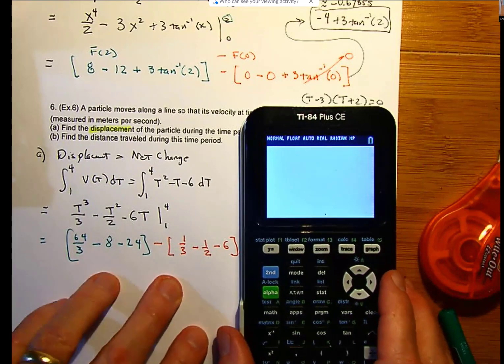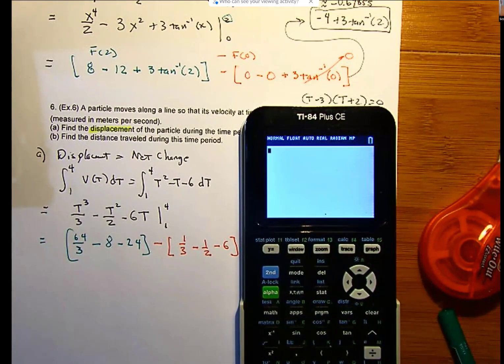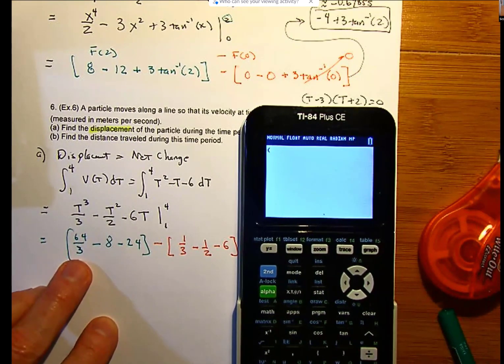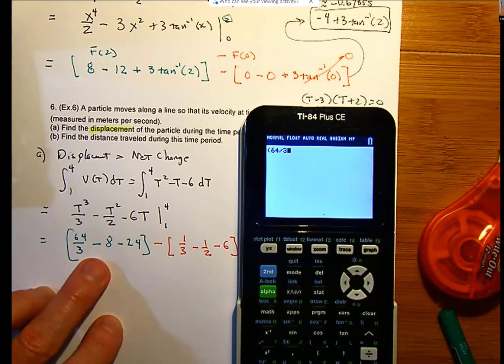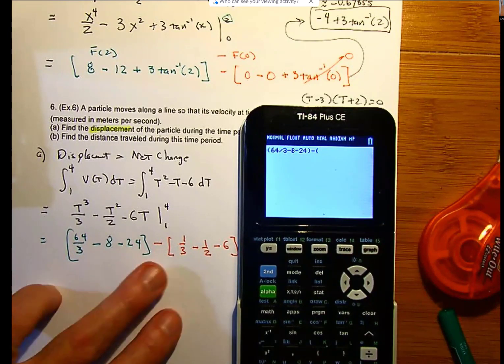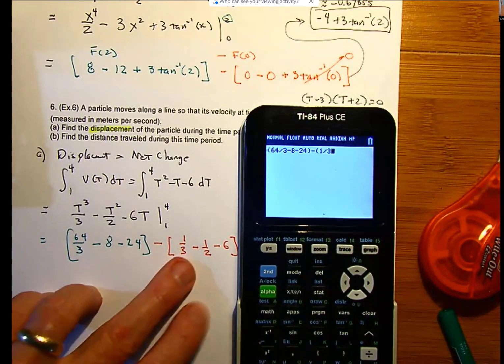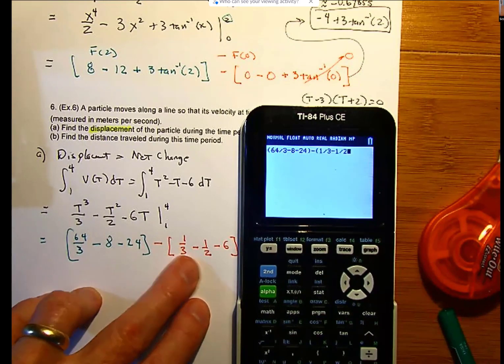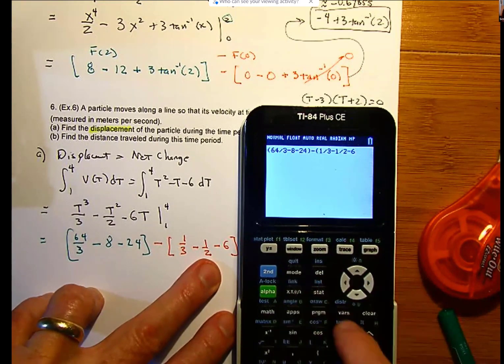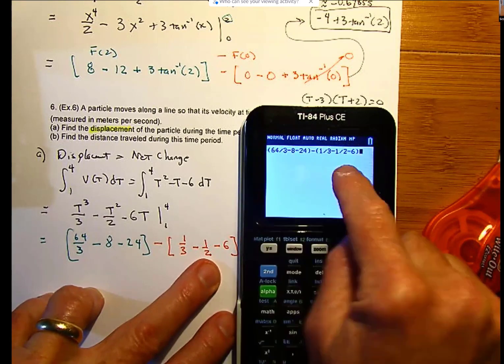Don't give me a decimal, because a decimal can often lead you into a round off, and then you don't have the perfect answer. But let the calculator do it for all these fractions. So 64 divided by 3 minus 8 minus 24. Close that group. Minus a new group. 1 divided by 3 minus 1/2 minus 6. I'm going to close the second group. Make sure I typed it all right.